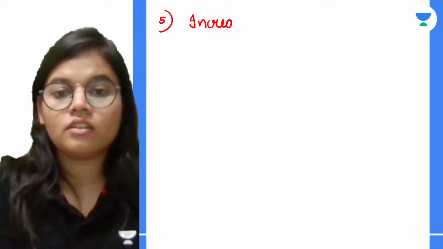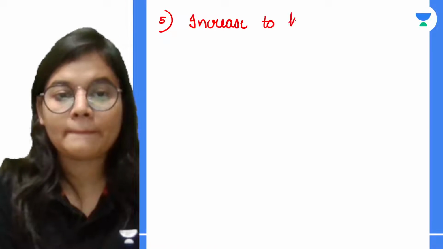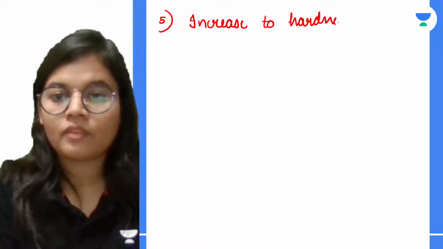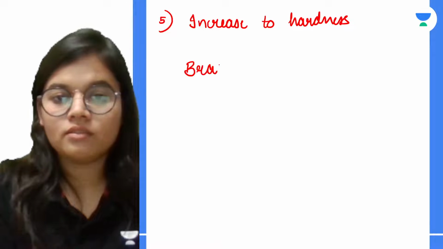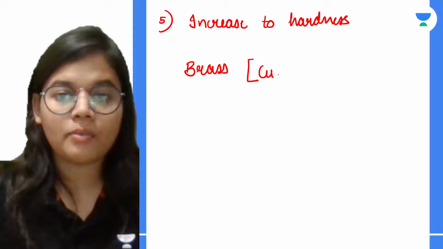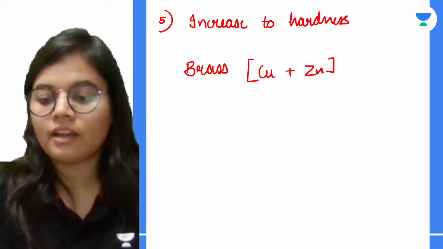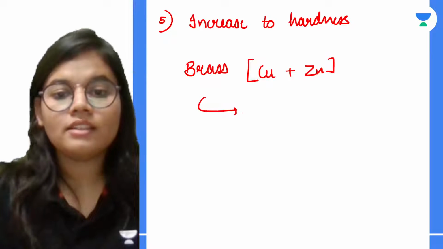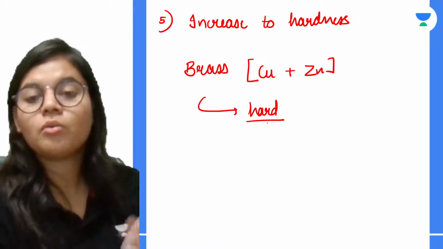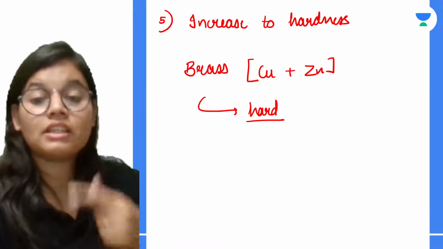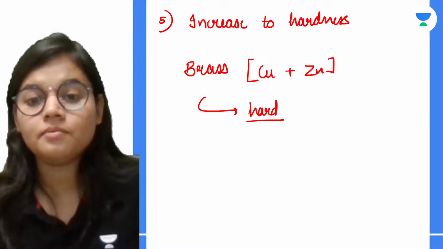Okay, next is to increase the hardness or the strength. Now in this case we can use brass. Brass is an alloy of copper and zinc, and it is harder than copper and zinc. So here what is happening? The hardness is increasing, the strength is increasing.